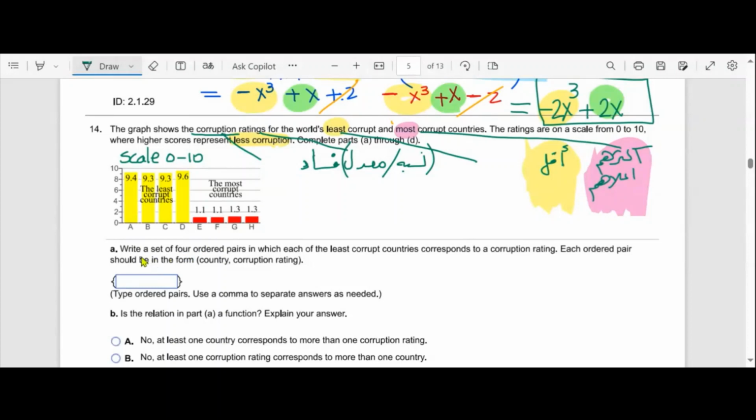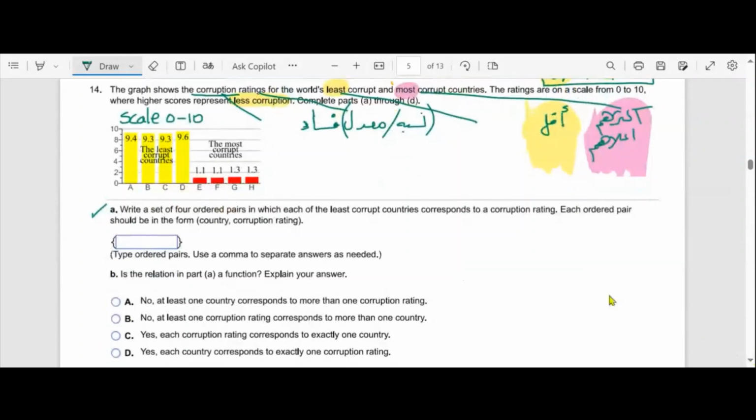Okay, so now let's take a look at the question. Read the question, what is it? Write a set of 4 ordered pairs in which each of the least corrupt countries corresponds to its corruption rating. Each ordered pair should be in the form country, corruption rating. So this is the country, and this is the corruption rate, right? He wants you to write this as an ordered set. How many ordered pairs do we have? 1, 2, 3, 4, 5, 6, 7, 8. Yes, we have 8.